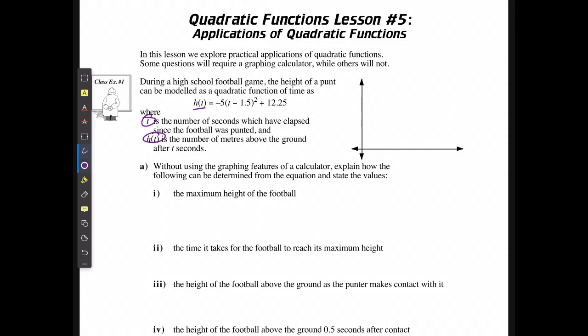So I'm going to label that right now. I'm going to say that this axis is going to be t, this axis is going to be h, and that this is representing time in seconds, and this is representing height in terms of meters.